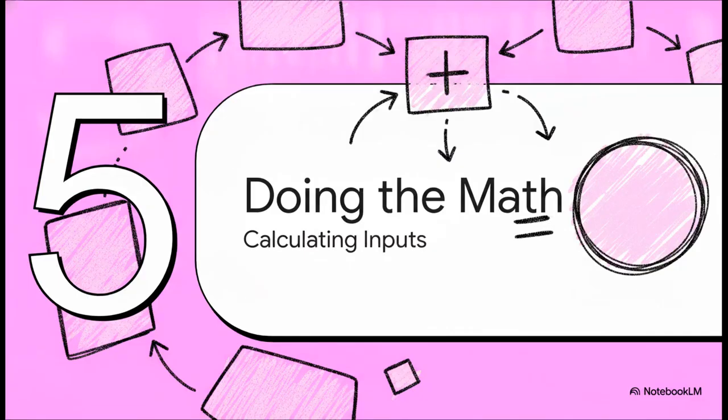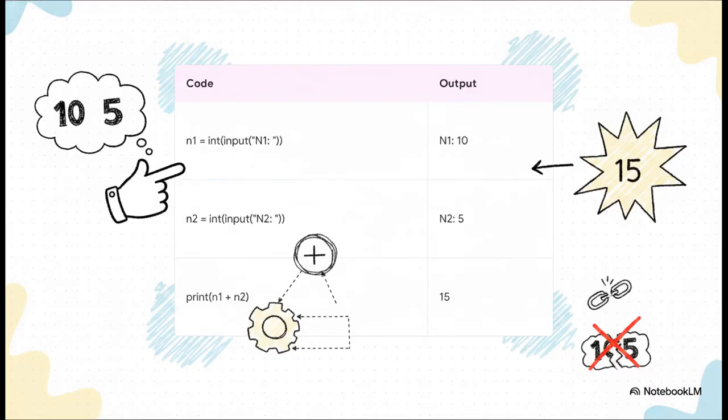Section 5. Doing the math. Calculating inputs. All right, time to prove we've really nailed this concept. This is a huge win when you get it working. We ask the user for a first number, making sure to convert it with int. Then we do the exact same thing for a second number. Finally, we print the sum of those two variables. The program asks for the first number, you type 10. You type 5 for the second. The program adds them up and prints 15. Now, if we hadn't used int, it would have literally just mashed the text together and printed 105, which is definitely not what we wanted.